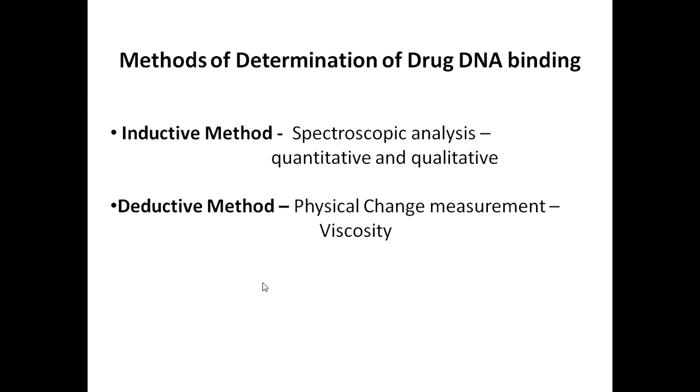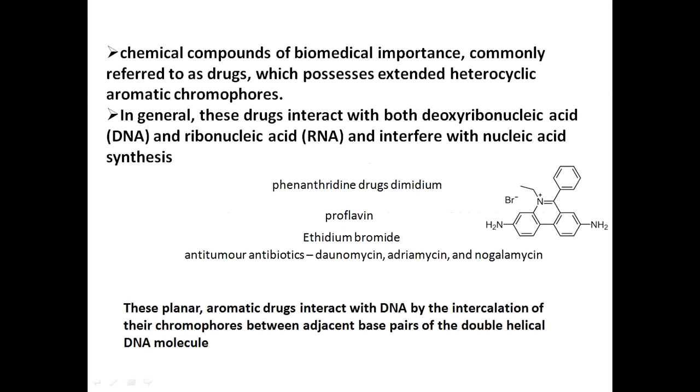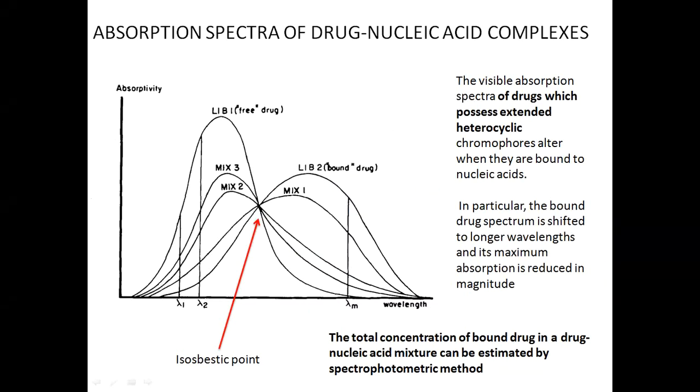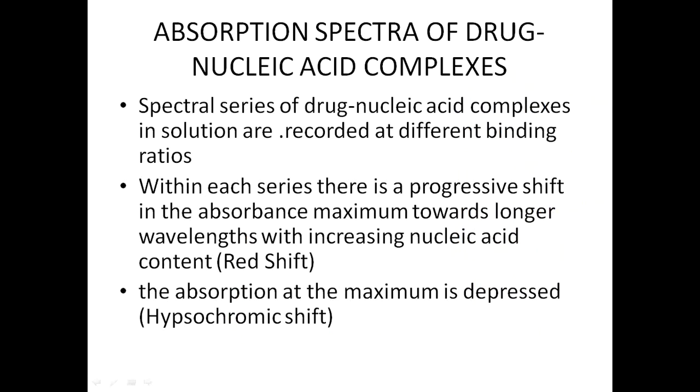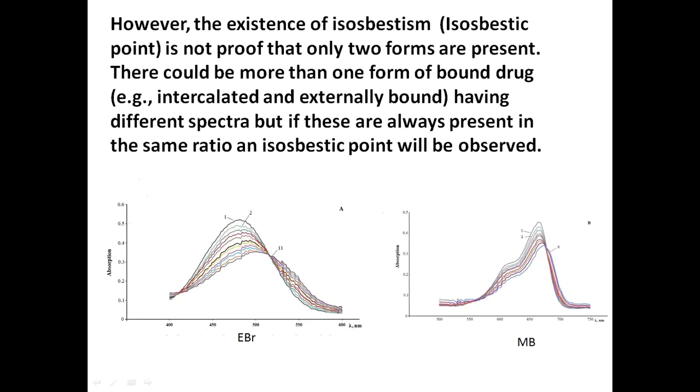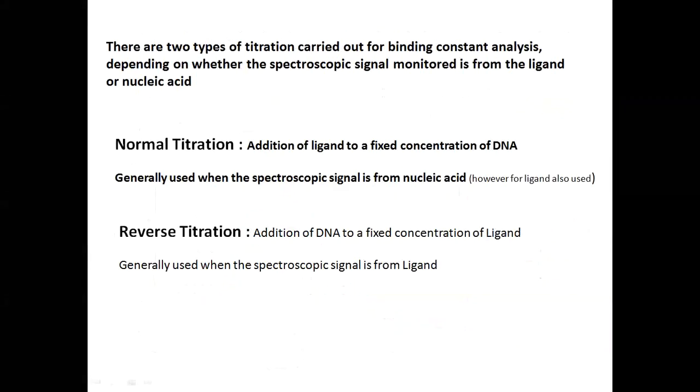Then we went into methods of determination of drug DNA binding. We talked about the inductive methods, spectroscopic analysis, and today we will talk about the deductive methods, the physical measurements like viscosity. We have talked about how interactions occur, and the absorption spectra of the drug DNA complexes, and how information is obtained from these.